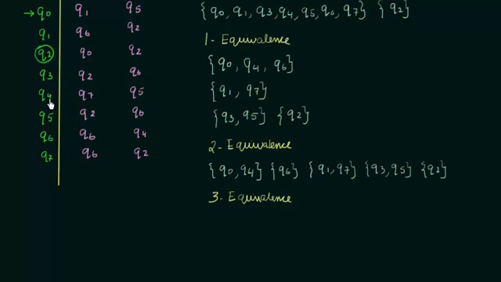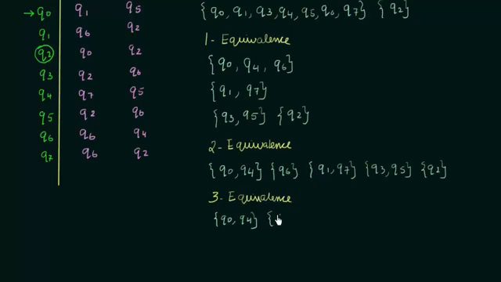Q0 and Q4 on getting input 0, they go to Q1, Q7. Q1 and Q7 are in the same set, it's fine. And on input 1, where do they go? Q5 and Q5. Q5 and Q5 are same states, so Q0 and Q4 are three equivalent to each other. So that is how you do for three equivalents, by checking this row.